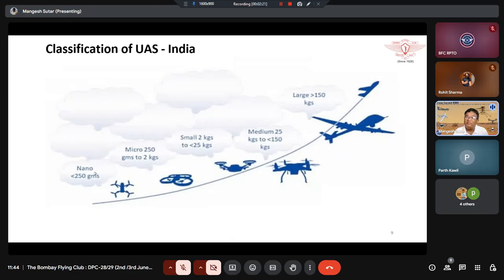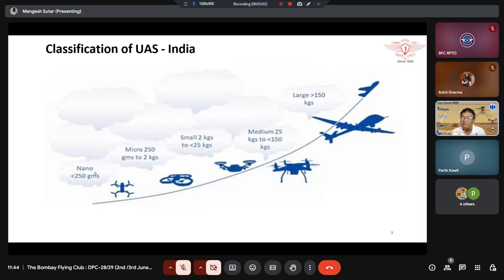We do not have a medium class drone which is maybe 100 kg, 120 kg, or near 150 kg. We do not have those kinds of drones, at least in civilian or commercial space. People from defense or big projects, specific projects, may be using high-end medium class drones or large class. But currently, worldwide, maximum drones used by civilians or for commercial purposes fall under small class, and I would say less than 1% in medium class.